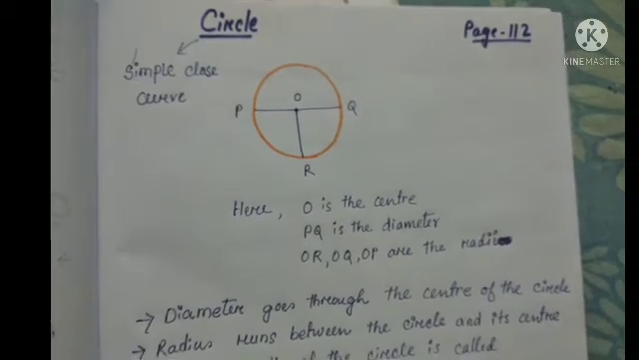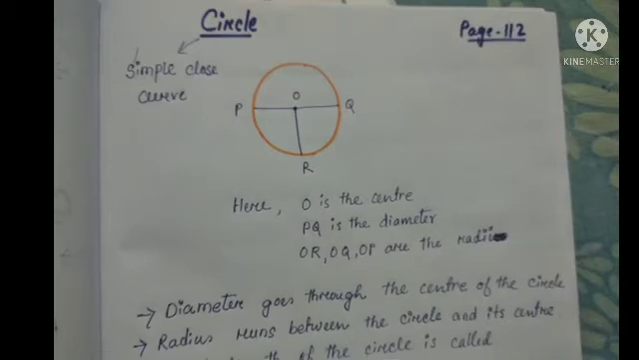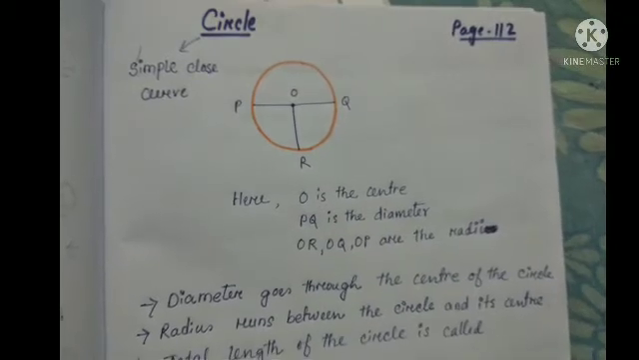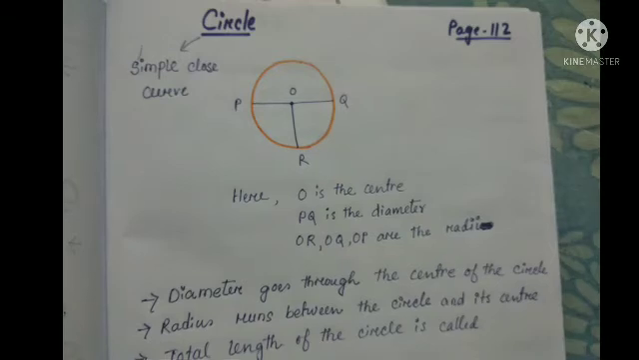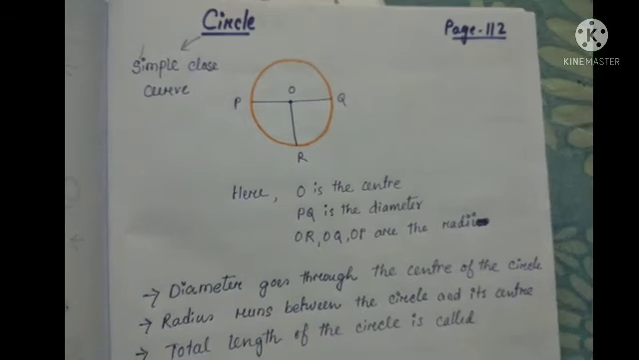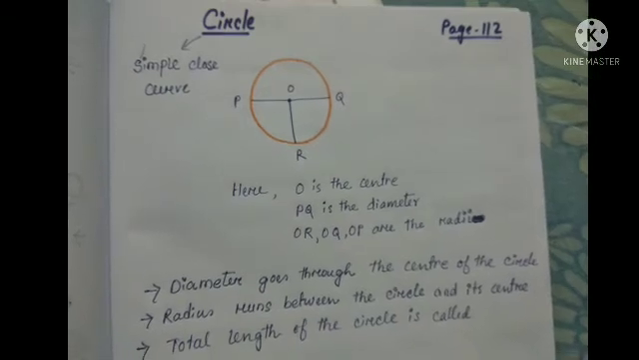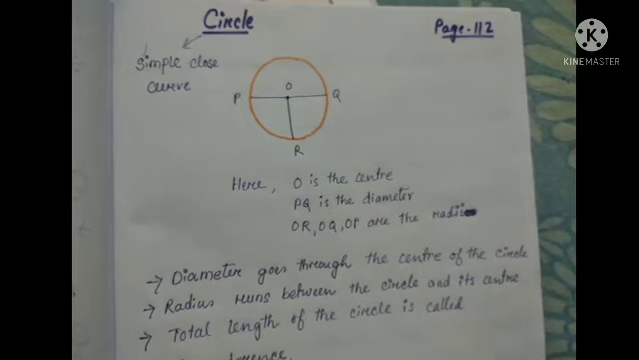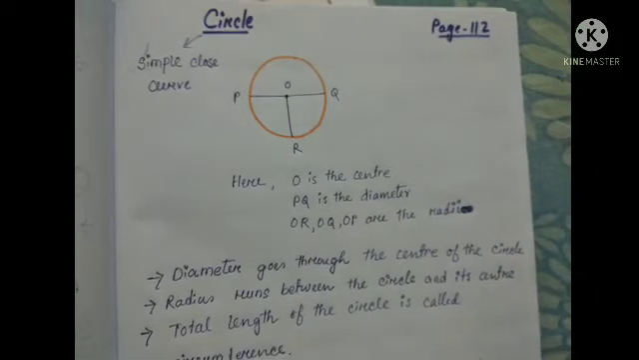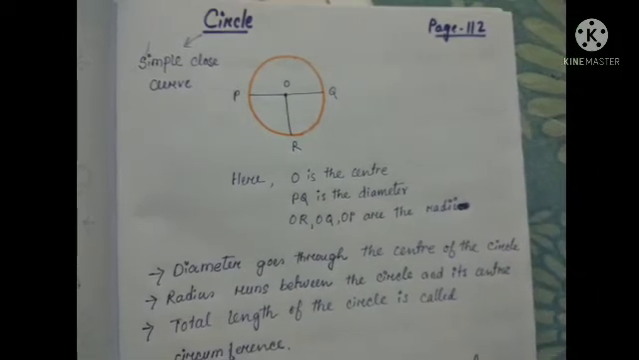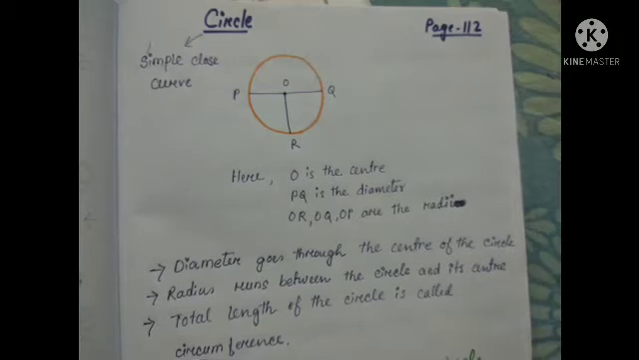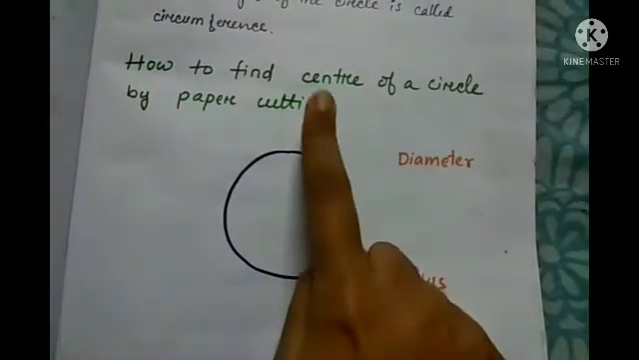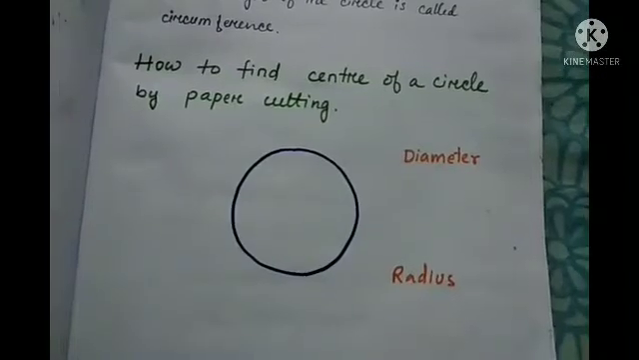And what is radius? Radius runs between the circle and its center. You can see O and P if you consider, that is a radius. And the total length of the circle is called circumference. Students, I already told you about perimeter, the boundary, but in the case of a circle we find circumference, not perimeter.